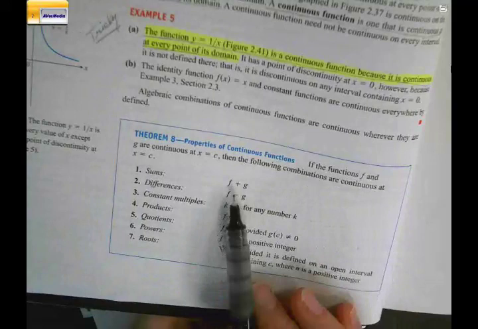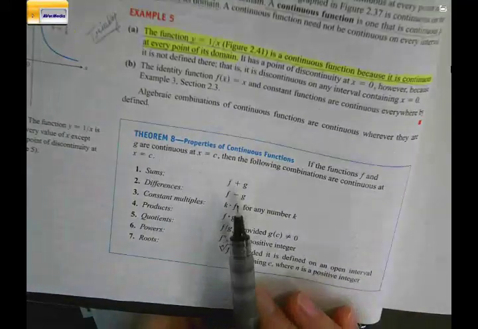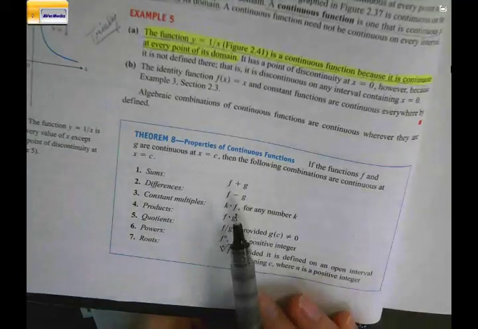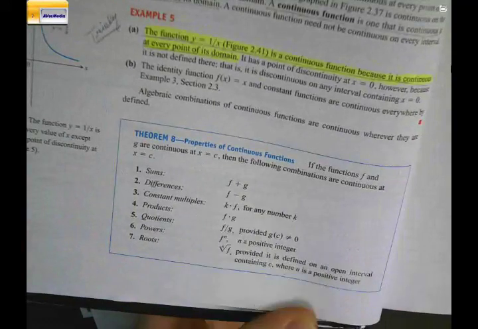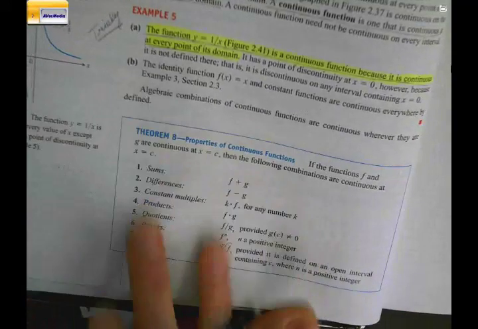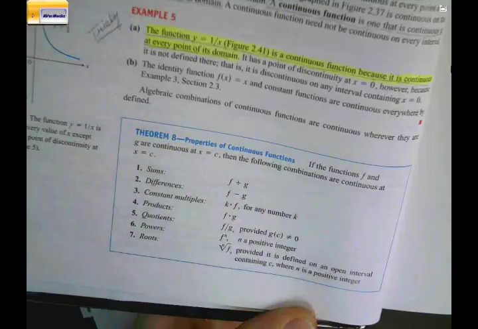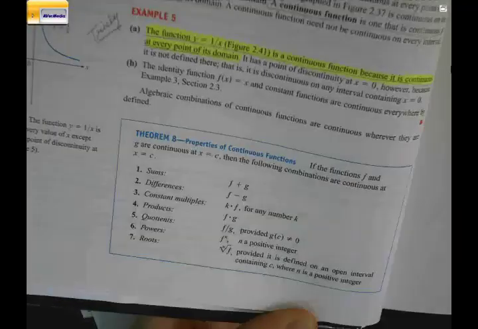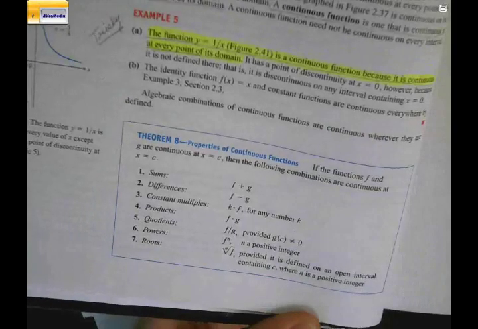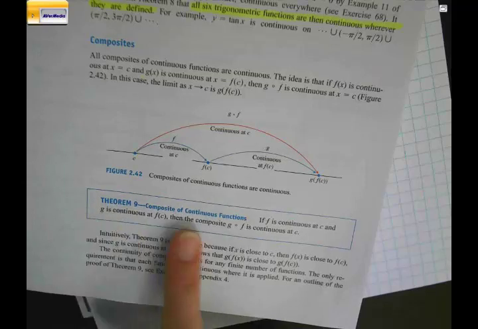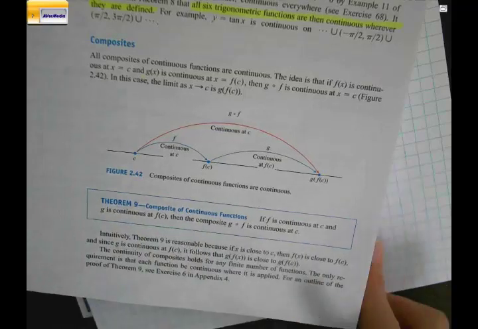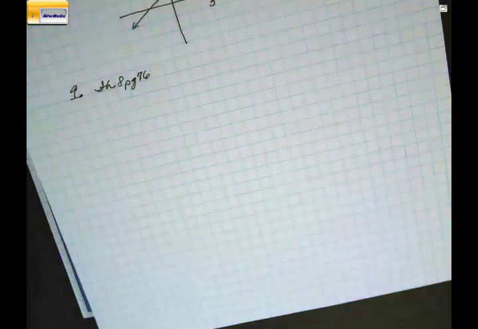The sum of the two functions would be continuous. The subtraction of the two functions would be continuous. A multiple of the function would be continuous. Multiplying the two functions would be continuous. All these would be continuous if f and g are also continuous. So that just makes sense. Okay. And then also it talks about the composition of the functions over here. If f is continuous at c and g is continuous at c, then the composite of the functions is also continuous. So talking about composition of your functions being continuous if the two functions are originally continuous.